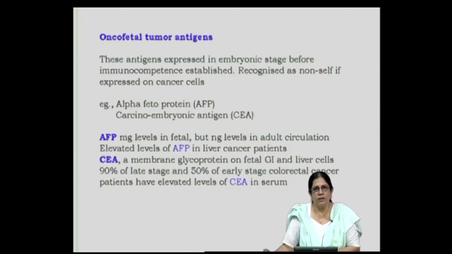So, these proteins are present in the fetus and are down regulated in adulthood, but certain cancers express these proteins and therefore can be used as biomarkers. So, therefore, these are new antigens, though they are only present in the fetus and therefore, they are antigens of the cancer.